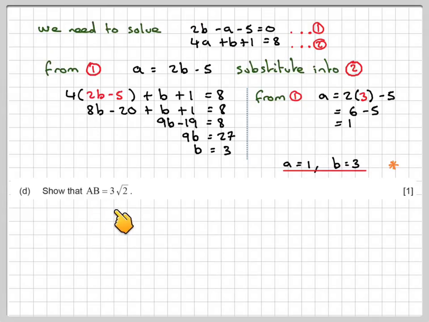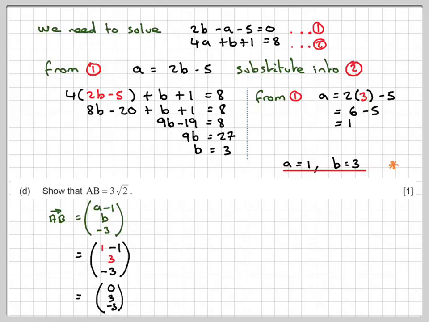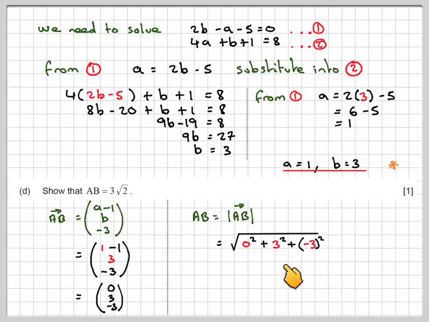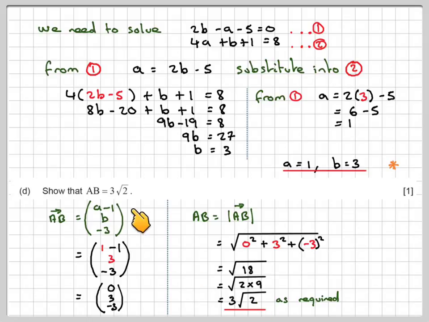Okay, you have to show that the magnitude of AB is 3 root 2. So AB is a minus 1, b minus 3. Putting my values in, so it's 1 minus 1, 3 minus 3, which gives 0, 3, minus 3. So the magnitude of AB is the square root of 0 squared, plus 3 squared, plus minus 3, all squared. Make sure you put it in brackets, which gives you root 18. Root 18 is root 9 times 2. The square root of 9 is 3, so it's 3 root 2, as required by the question.